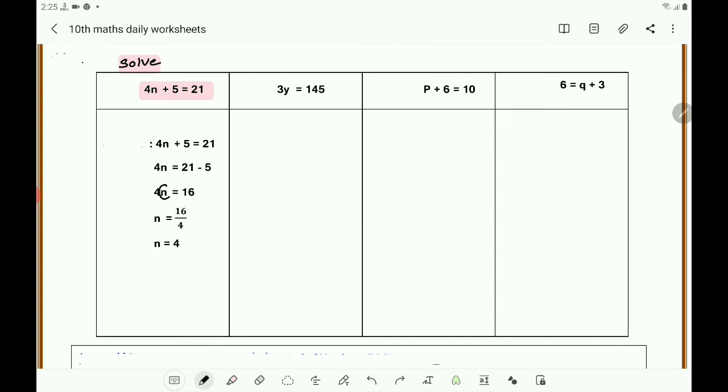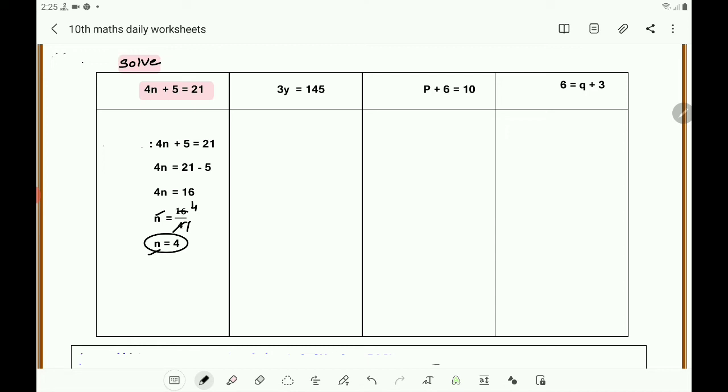Now here again you must solve for n. To solve for n, you must transfer this 4 to the RHS, then it becomes n equals 16 by 4. Here it is 4 into n, it is in the multiplication form, so it comes to the division form. So 4n equals 16, then n equals 16 by 4. You got 4 ones are 4, 4 fours are 16. So what is the value of n? Value of n is 4.